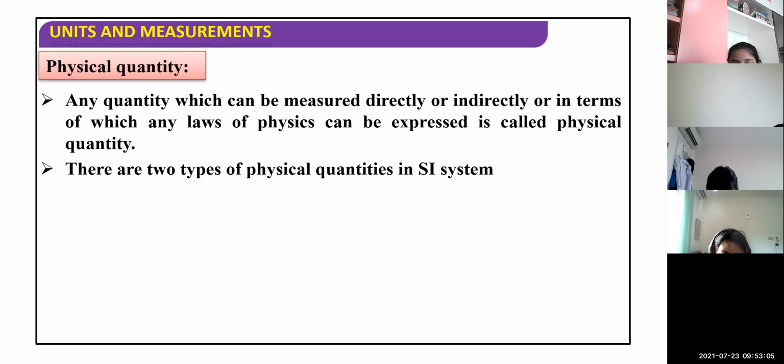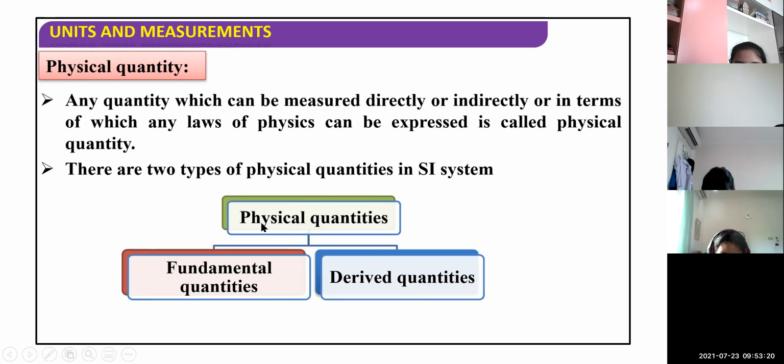There are two types of physical quantities. Now, children, before that, we discussed that we have two types of quantity: the physical quantity and the non-physical quantities. Now physical quantities are further divided into how many parts? Two types. The first one is fundamental, and the second one, derived quantities. Physical quantities: fundamental and derived quantities. And these fundamental and derived quantities, children, we are going to discuss in our next class.